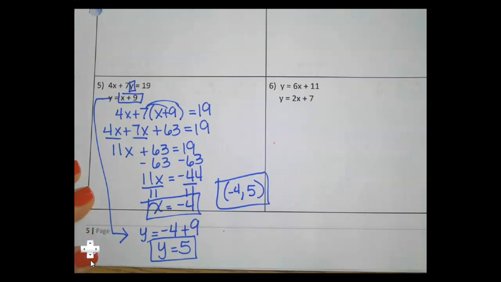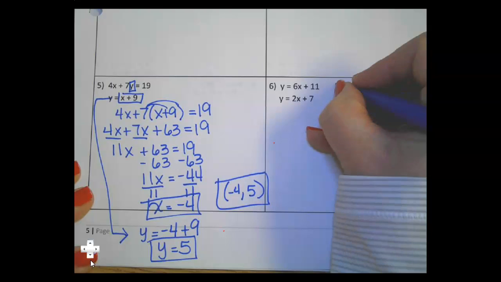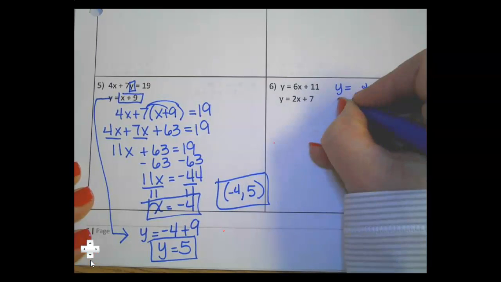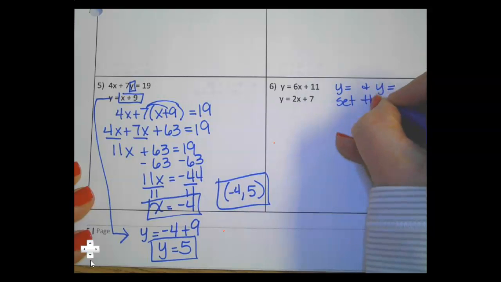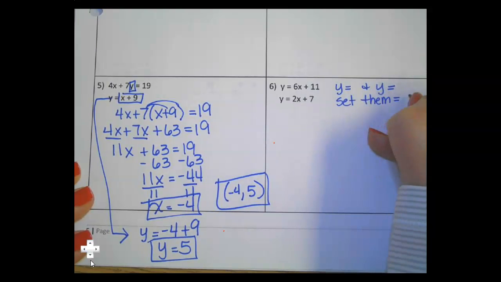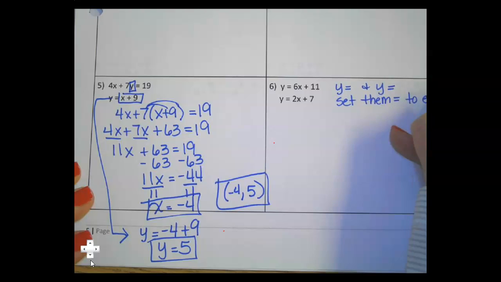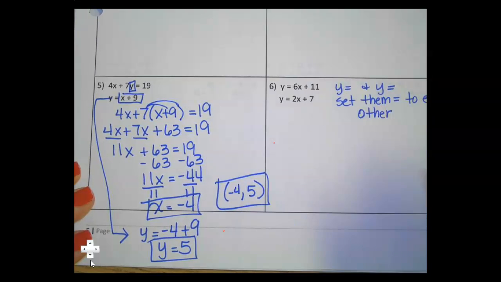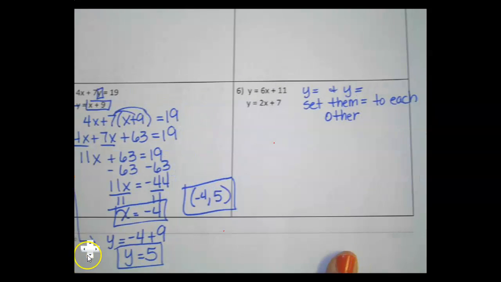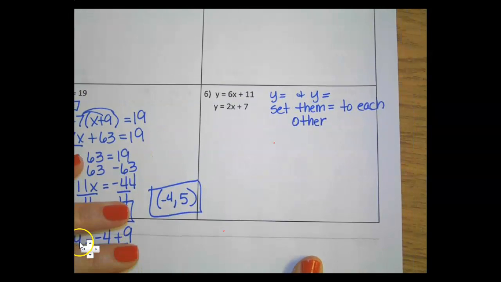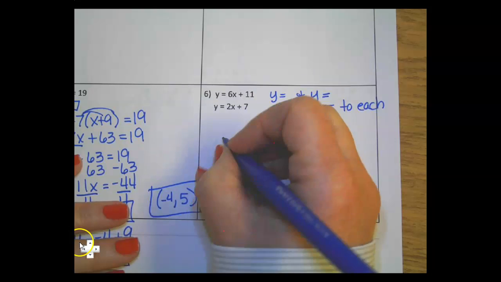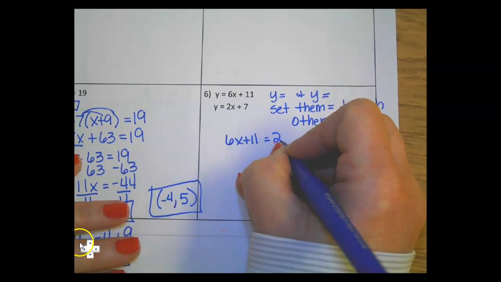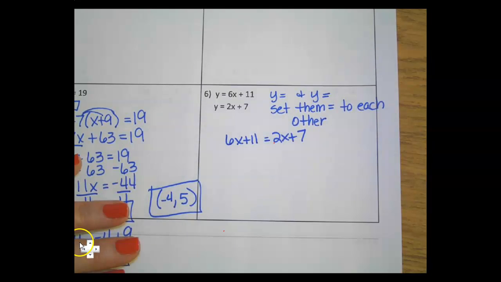Last one. Anytime you have a y equals and a y equals, set them equal to each other. We do this often in geometry. Set them equal to each other. So what do I mean? I'm going to say 6x plus 11 is equal to 2x plus 7.